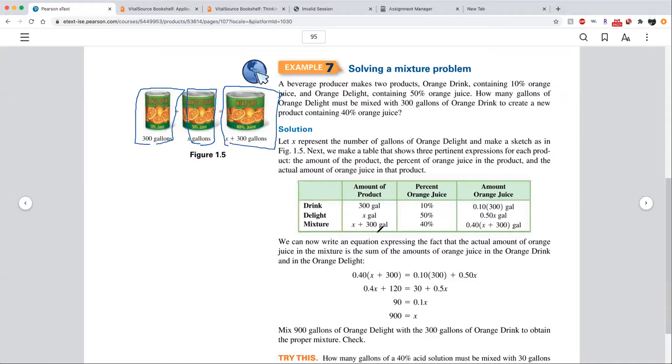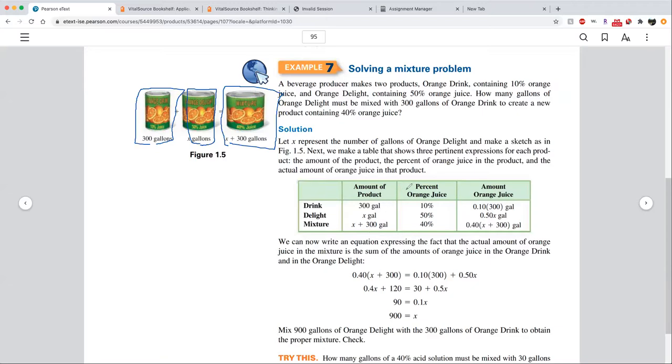So first, let's figure out the amount of product. For the drink, 300 gallons. For the delight, we don't know, x, that should be determined, right? And then the mixture is going to be x plus 300 gallons. The total amount of liquid or mass cannot change, right? So for the new product, the amount is going to be x plus 300 gallons, right?